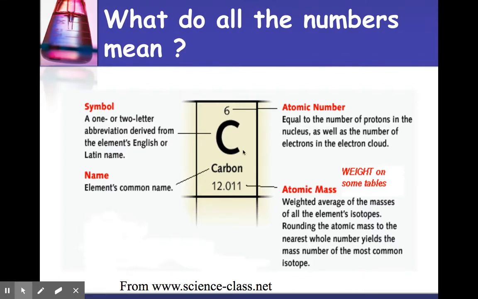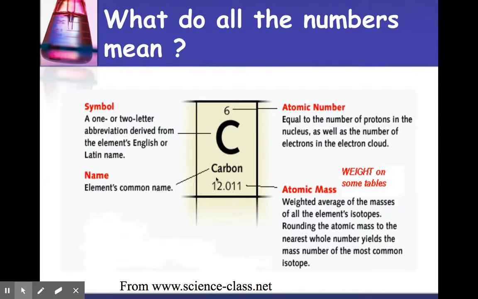Then, of course, the big letter is the symbol, and it's either going to be 1 or 2 letters. I cannot stress this enough. The first letter is always capital. Always capital. You never capitalize the second letter. In this case, carbon only has 1 letter, so it's capital. But if you use a different element, you will notice that the first letter is capital, the second letter is lowercase. I stress for my students to remember that. These symbols refer to the element's name or its original name, which may come from a different language.